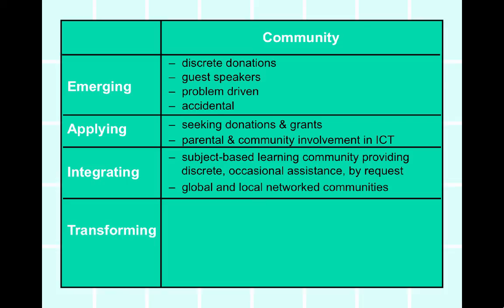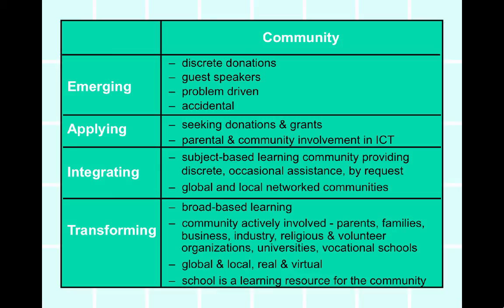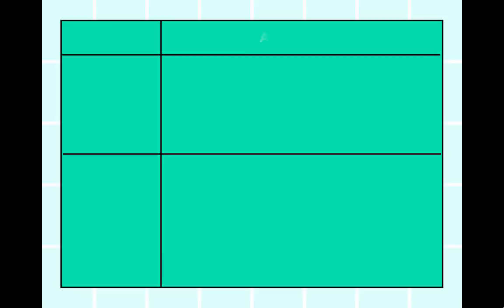In the area of transforming, we have broad-based learning, a community that's actively involved, parents, families, business, industry, religious and volunteer organizations, universities, and vocational schools. It's global and local, real and virtual. School is a learning resource for the community.